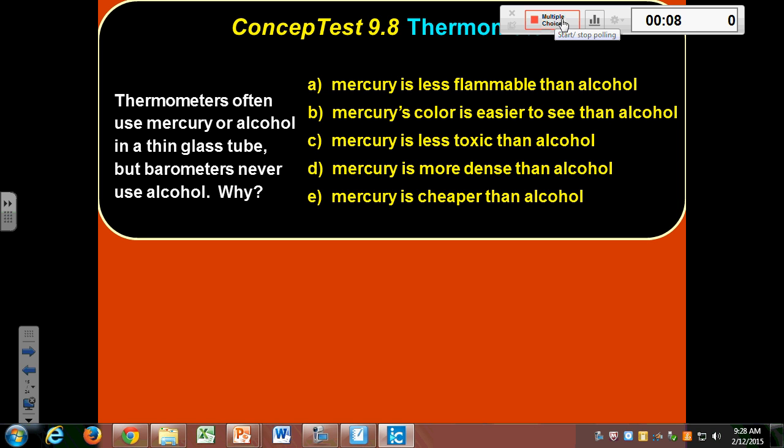Oh yeah. Thermometers often use mercury or alcohol in a thin glass tube, but barometers never use alcohol. Why is this? Mercury is less flammable. It's true. Mercury's color is easier to see, and it's less toxic. It's more dense, or it's cheaper than alcohol.